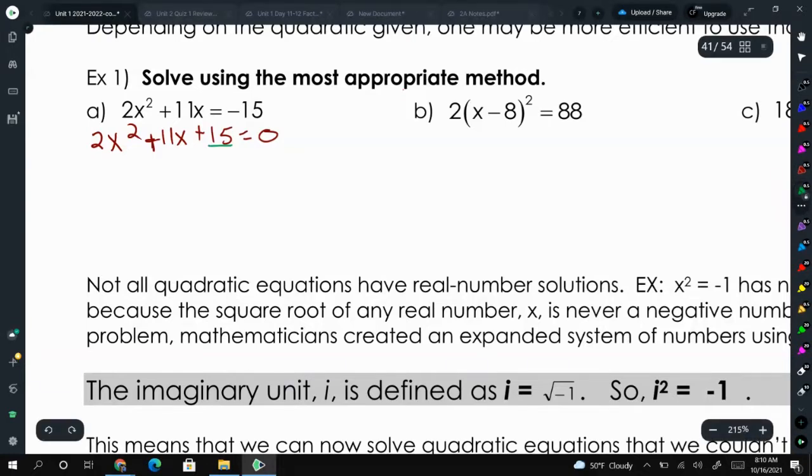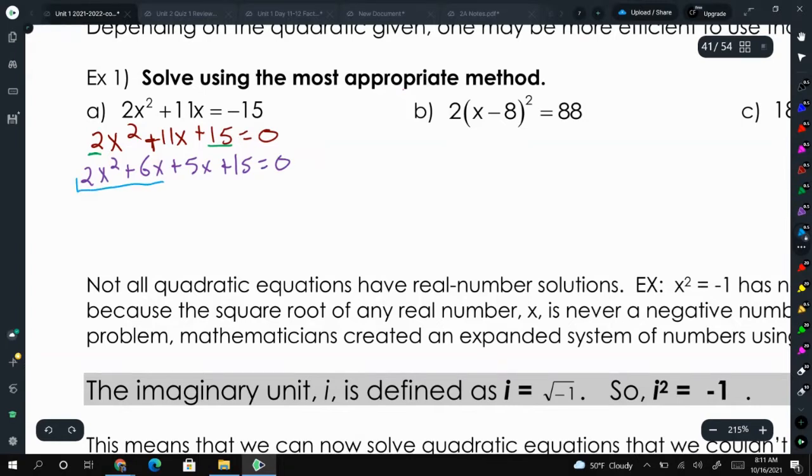I notice that my c term is not a perfect square, so that means we can't use a perfect square trinomial shortcut, and we can't think about difference of two squares. So I'm going to factor this by grouping because my a value here is 2. So I'm going to multiply 2 and 15, and that gives me 30. And I want two numbers that multiply to 30 but add to 11. Those two numbers are going to be positive 6 and positive 5.